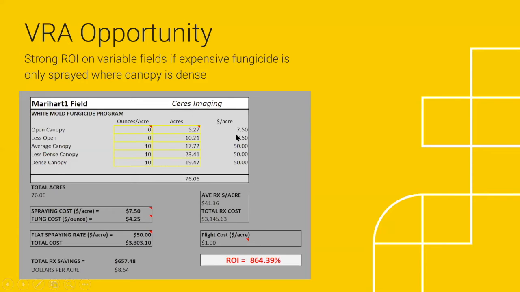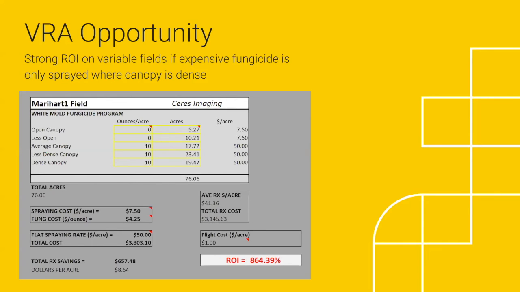$7.50 an acre spreading cost if you hire it out. But if you shift to areas with average canopy up to dense canopy, your costs go up to $50 an acre, which includes the spreading costs and the costs of the fungicide. In this case, if you figure in $1 an acre for the cost of the imagery and making the RX, the return on investment is almost 900%. And so you've got a really nice, solid value proposition.